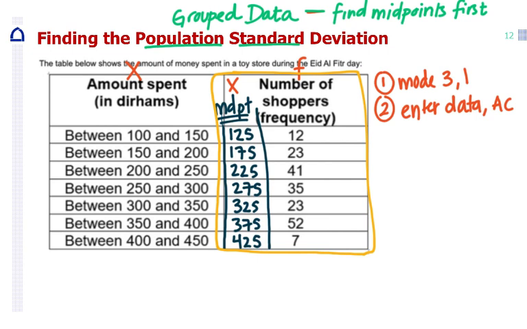Okay, now that we've entered all the data in, if we want to find the population standard deviation, we are going to press Shift 1.4 and then we'll see our menu and we'll take that Greek letter, which is a sigma, and find the population standard deviation. So pressing Shift 1, 4, 3, equals, we get 82.99.